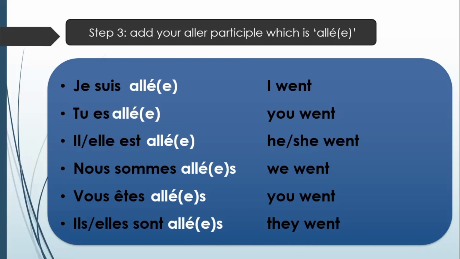Whenever you are using être to conjugate your passé composé, it must agree in gender and in number. So that means whenever you are using this être in your passé composé, you must be careful and you must take note of your gender and your number. And that is why we have e in bracket all through, and we have s at the back of the plural pronouns. Do you understand?